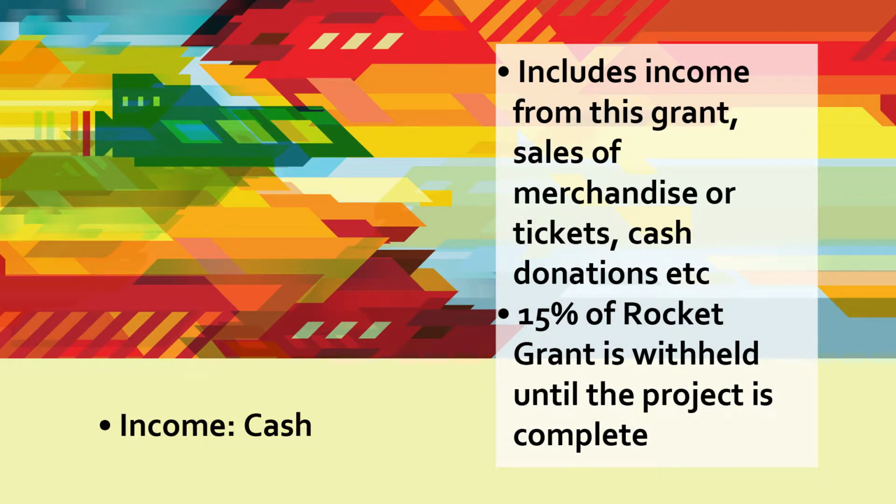And finally, the income section. You now have a total in your expenses section, and it should be matched by the combined total of your dollar income plus your in-kind income. Dollar income includes this grant, ticket or t-shirt sales, cash donations, and so on. You need to plan for the fact that 15% of any Rocket Grants award will be withheld until the project is complete and final documentation is turned in.